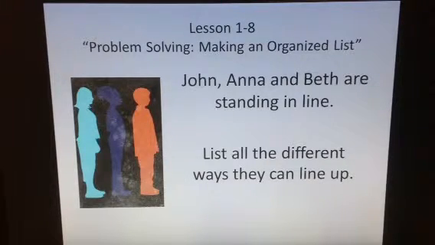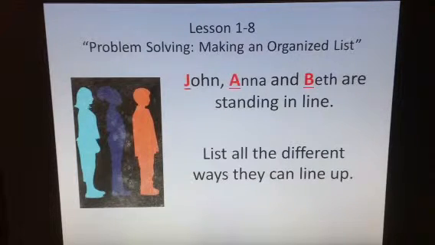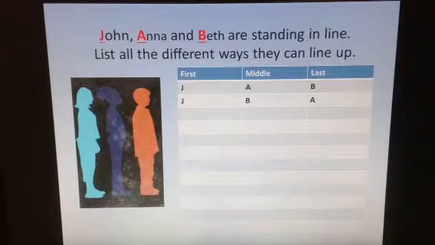Here's the first problem we did as a class today. John, Anna, and Beth are standing in line. List all the different ways they can line up. We started by saying, let's make it easier for ourselves and not write those whole names over and over. We're just going to write their initials to keep it short and simple. Then we made a chart. At the top of the chart we said first, middle, and last to let us know which order they were lined up in. To keep it organized, we started by making John first.